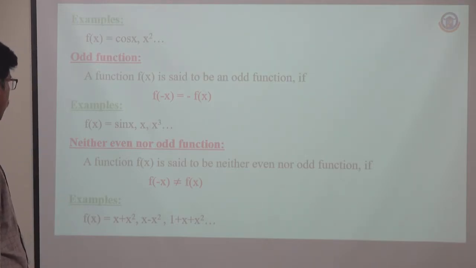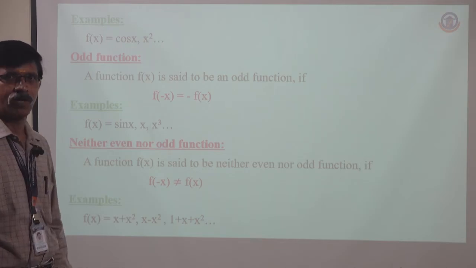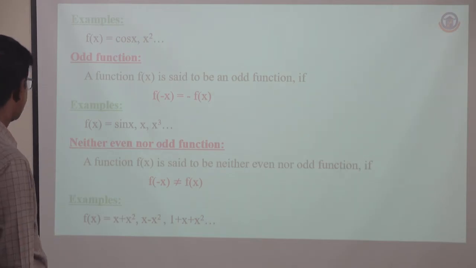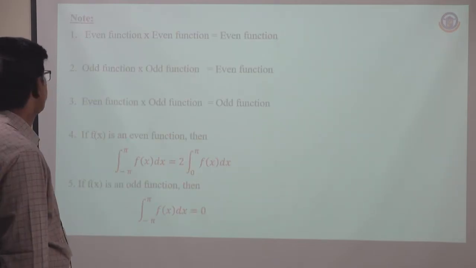Now we come to neither even nor odd functions. A function f of x is said to be neither even nor odd if f of minus x is not equal to f of x. Some examples for neither even nor odd functions are x plus x square, x minus x square and 1 plus x plus x square.